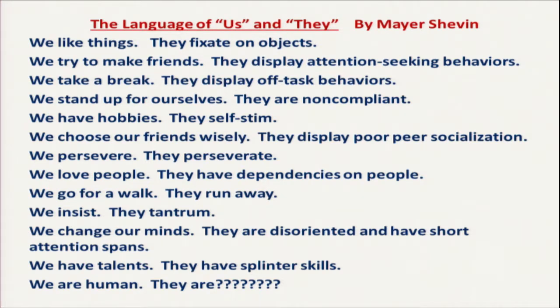So sometimes our language actually further disables a child by making it more deviant than it necessarily needs to be. We try to make friends, they display attention-seeking behaviors. We take a break, and they display off-task behaviors. How dare them? We stand up for ourselves, and they are non-compliant. So we start an ABA program now, implementing all of the consequences because, we have hobbies, they self-stim.